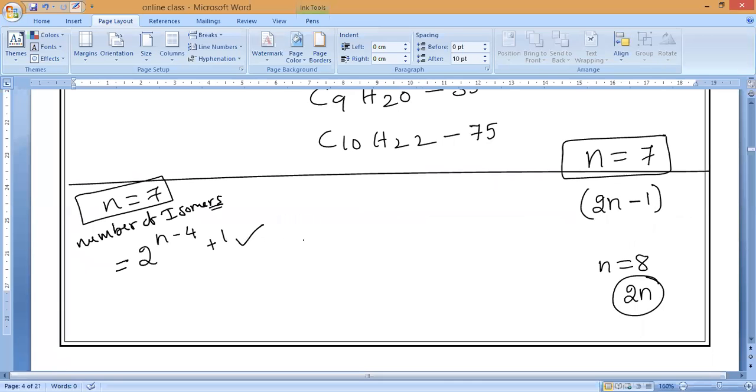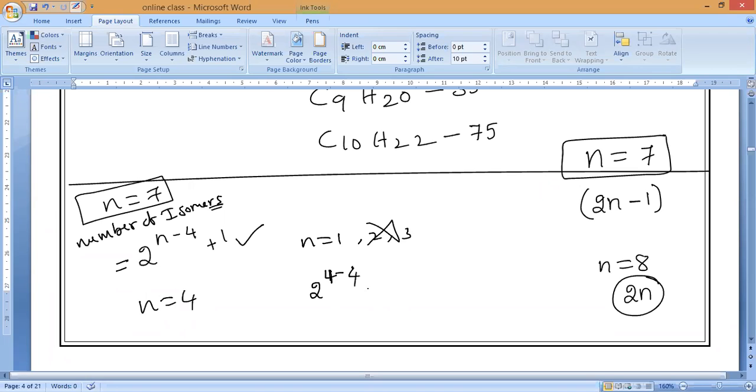Now you can check it. Let me start with n equals to 1. As I said, for n equals to 1, 2, 3, it won't come. Is it yes or no? Where do we have to start? n equals to 4 only, it will start.